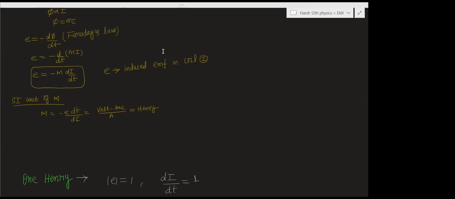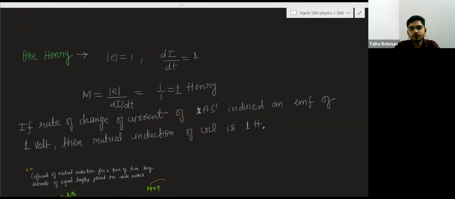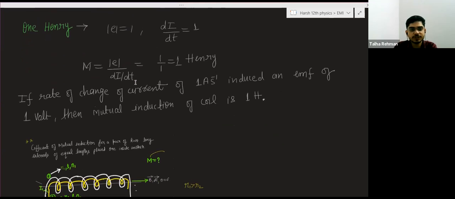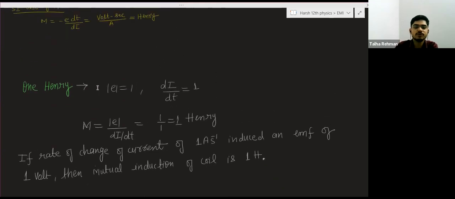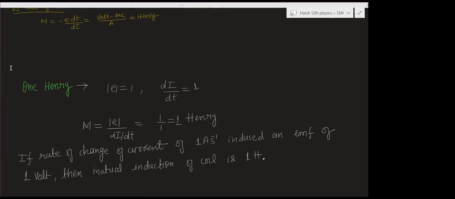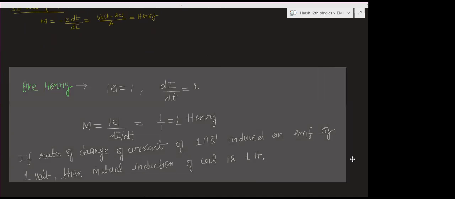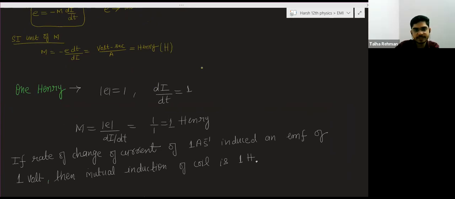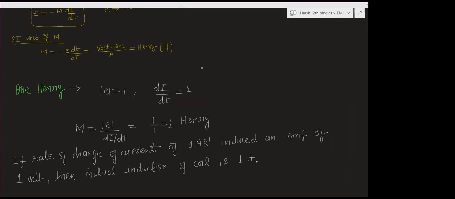So can you scroll down? So 1 Henry, if you want to define it, you will use this formula: change in current with respect to time equal to 1 and induced EMF equal to 1. You will get the coefficient of mutual induction equal to 1. Henry we represent with capital H. Henry is the name of the scientist.